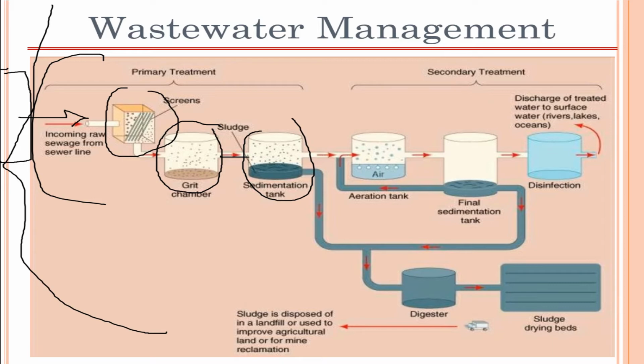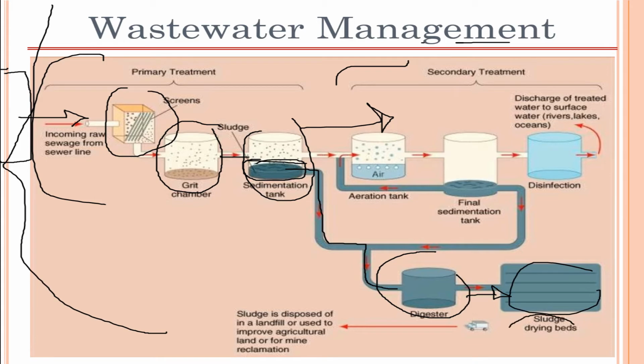The upper lighter part moves ahead for further purification, which is known as the secondary treatment, and the leftover heavier dirt moves down and gets collected as sludge in the digester and is dried. Sludge is nothing but the product of the treated water, which contains all of the solids.